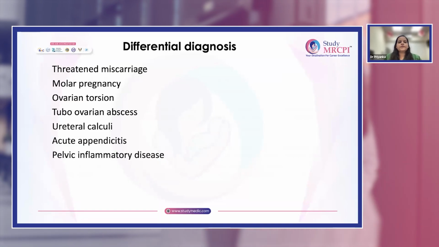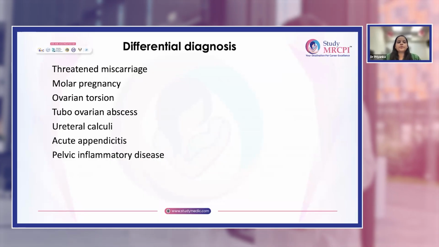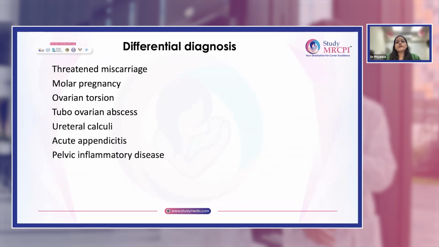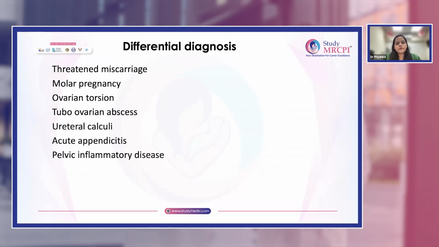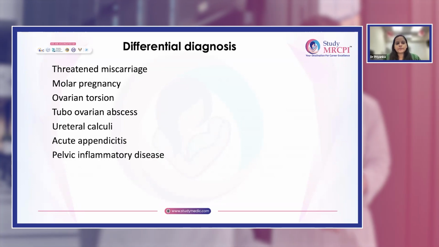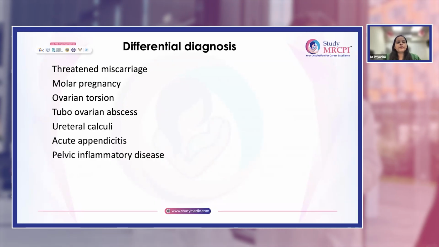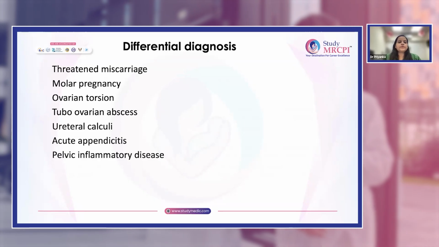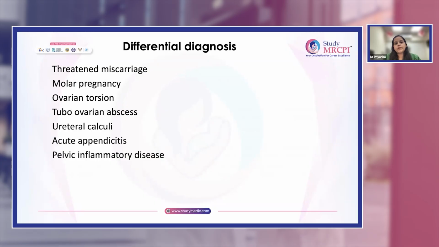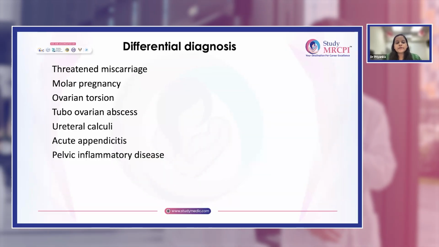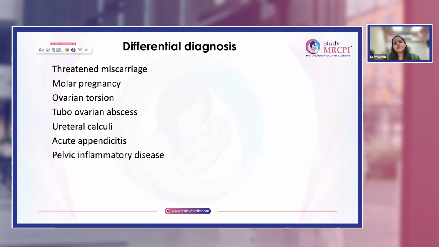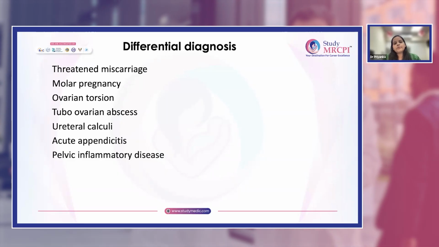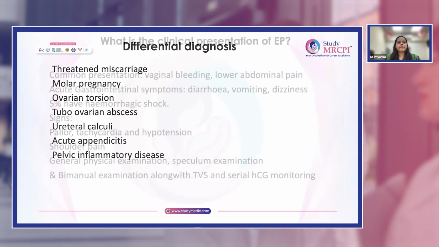So what are the differential diagnoses? Which other conditions may mimic an ectopic pregnancy? We can divide them into gynecological and non-gynecological conditions. Like threatened miscarriage, which can also have complaints of abdominal pain and spotting PV. Even molar pregnancy can mimic ectopic pregnancy. Ovarian torsion can also present with acute abdominal pain, or a tubo-ovarian mass, and even non-gynecological conditions like ureteric calculi and acute appendicitis can mimic an ectopic pregnancy.